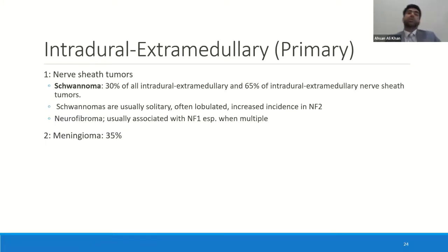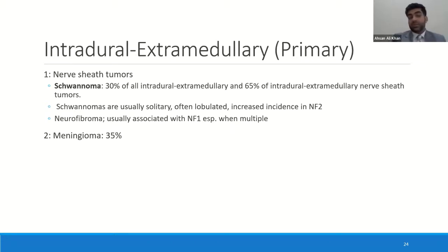When we talk about the intradural extramedullary primary tumors, we can just think of two options right now: nerve sheath tumors and meningiomas. Nerve sheath tumors can be further divided into schwannomas and neurofibromas, but schwannomas are more common. Schwannomas are 30% of all intradural extramedullary tumors and 65% of intradural extramedullary nerve sheath tumors, right? Schwannomas can be solitary and sporadic as well.